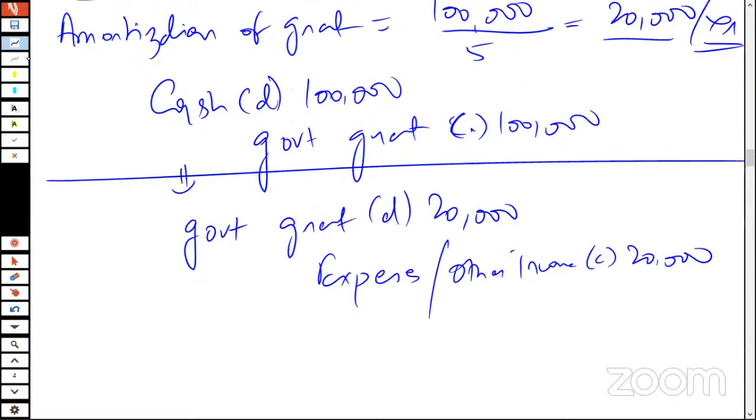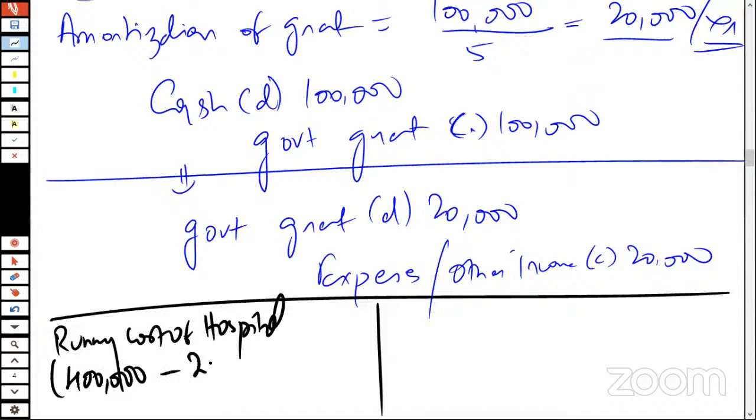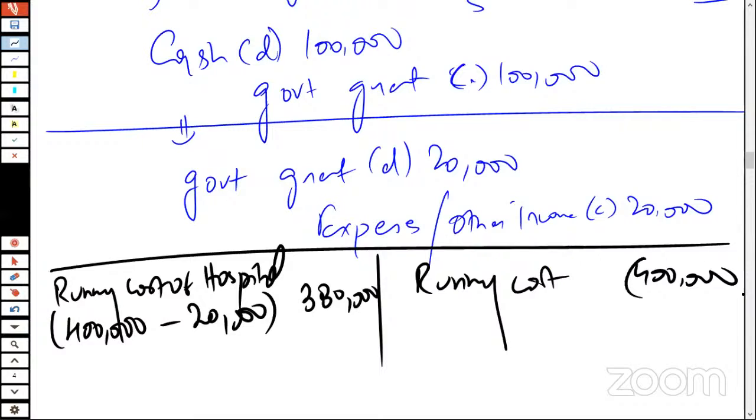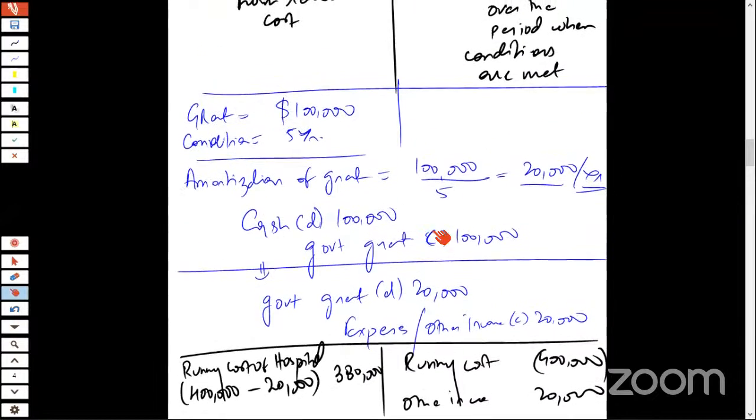Like for example, in one of the methods you would say that the running cost of hospital, assume that 400,000 is the running cost of hospital, and if you've got a grant of 20,000, so you would say 380,000 as this. Or alternatively, you would say running cost of hospital is 400,000 and you would have the other incomes of 20,000 shown separate.